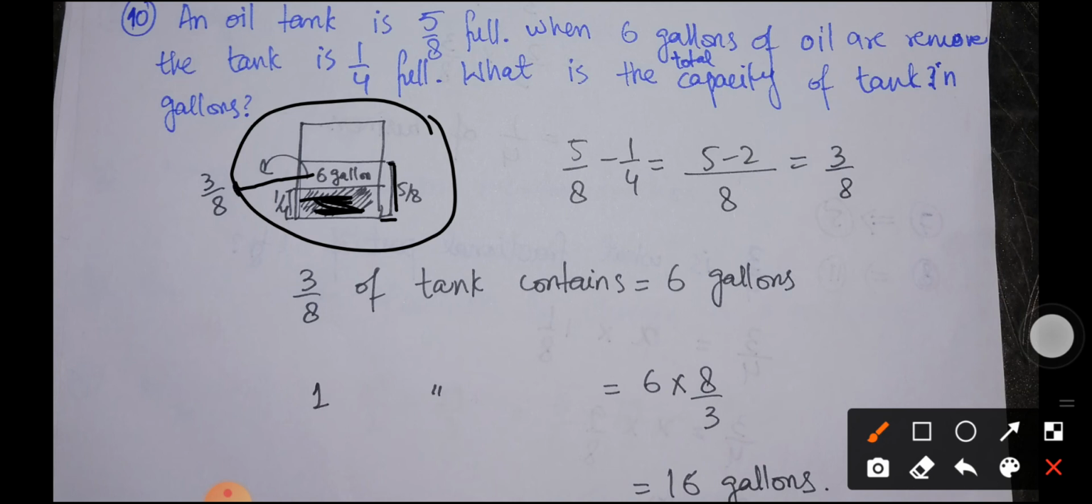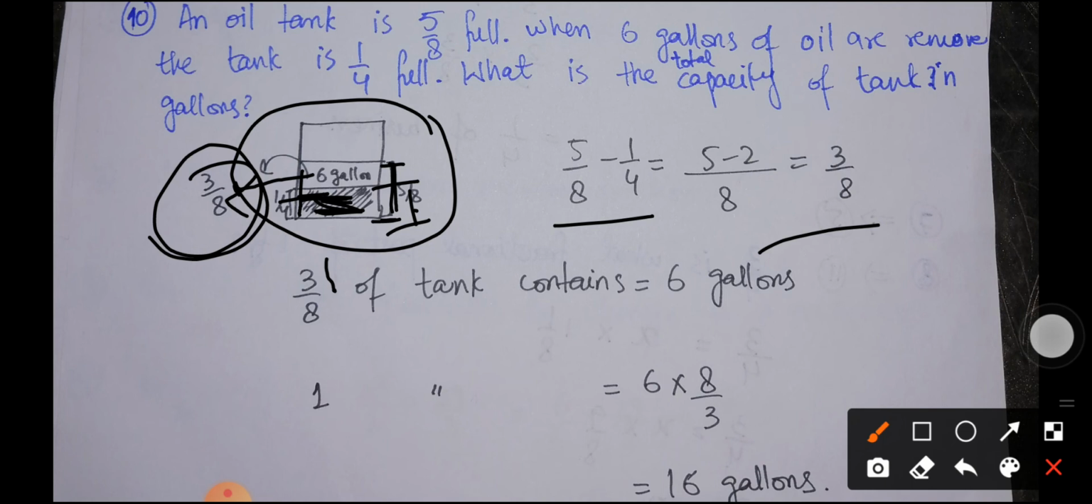And how can we find out this portion? The length up till this is 5 by 8 and the length up to this is 1 by 4. So 5 by 8 minus 1 by 4, and the length is going to be 3 by 8. How can we find out the length? As we know that the total is 5 by 8 and this portion is 1 by 4, if I subtract 1 by 4 from 5 by 8, I will get 3 by 8. So what is the relation? By removing 6 gallons from the tank, this 3 by 8 portion of the tank was empty. So I can say that 3 by 8 of the tank contains 6 gallons.